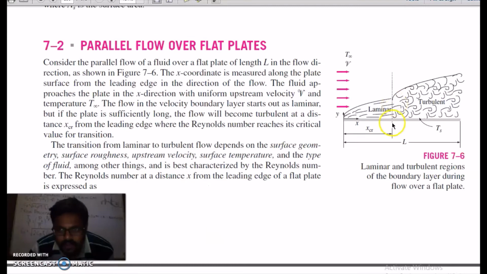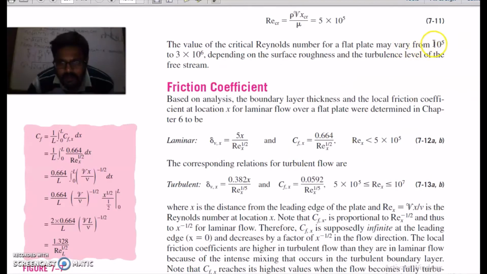So Reynolds critical corresponds to this point where x is x critical. Above this your flow is turbulent. The Reynolds number will increase along the plate. The value of the critical Reynolds number may vary from 10 raised to 5 to 3 times 10 raised to 6 depending on surface roughness and turbulence level of the free stream.